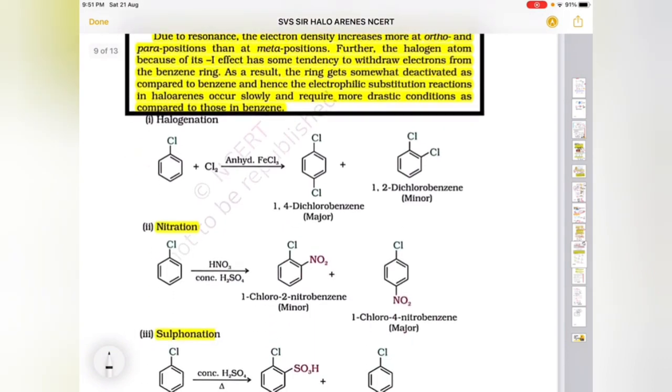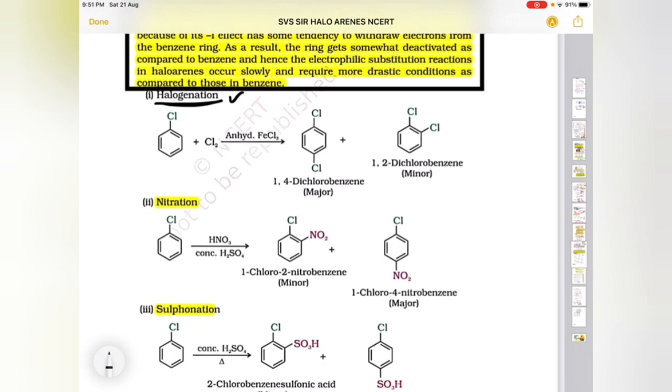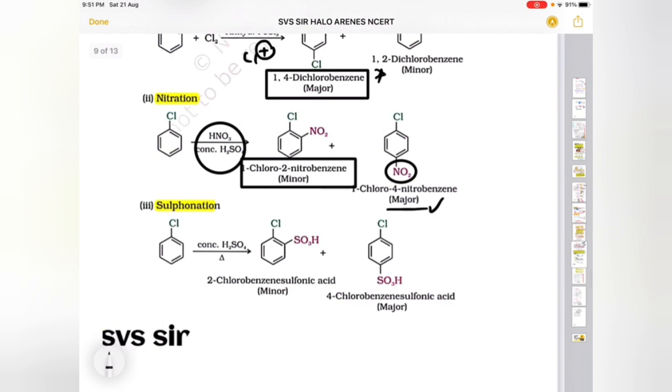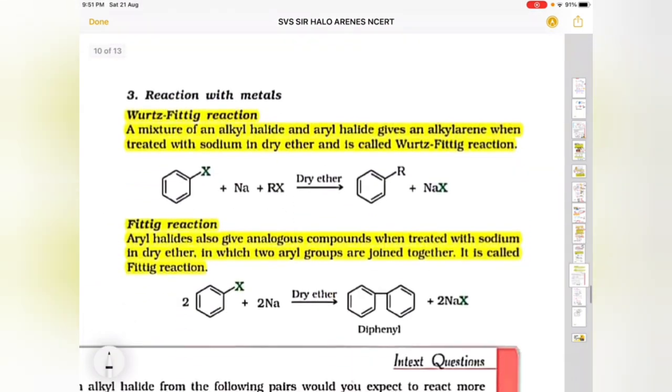Already we discussed this is halogenation. In halogenation, 1,4-dichlorobenzene is the major product. The electrophile will be Cl+. Nitration: if you take a mixture of HNO3 and sulfuric acid, we call it nitrating mixture. We are getting 1-chloro-2-nitrobenzene as minor product, and 1-chloro-4-nitrobenzene is the major product. Sulfonation, same explanation already we discussed.